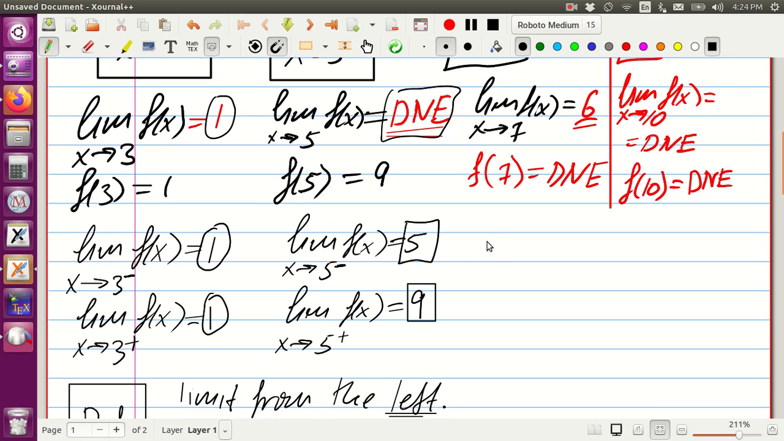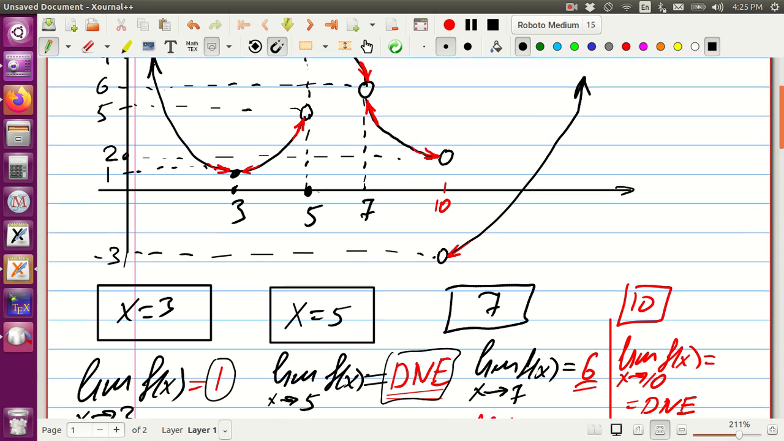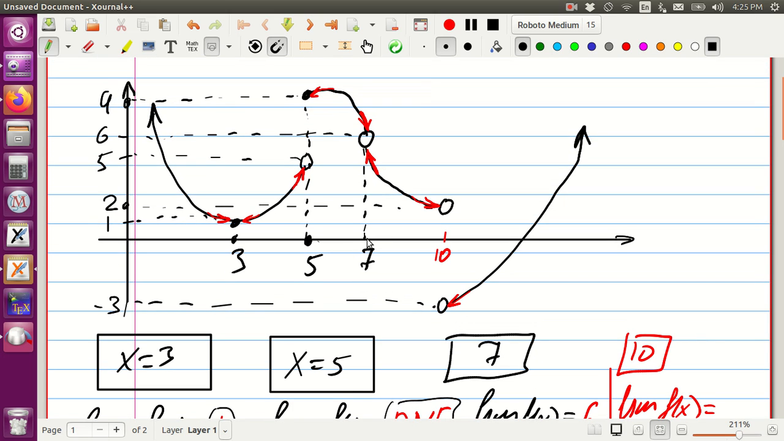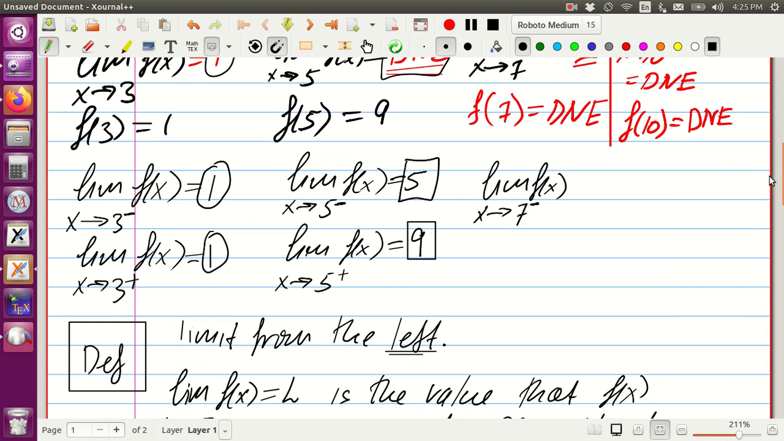So we're moving on, we do the 7. So limit of f of x as x approaches 7 from left. So we approach 7 from left. Let's look at what's going to happen. When we approach 7 from left, we're moving along this curve over here. So we're going towards 6. So we say equal to 6.